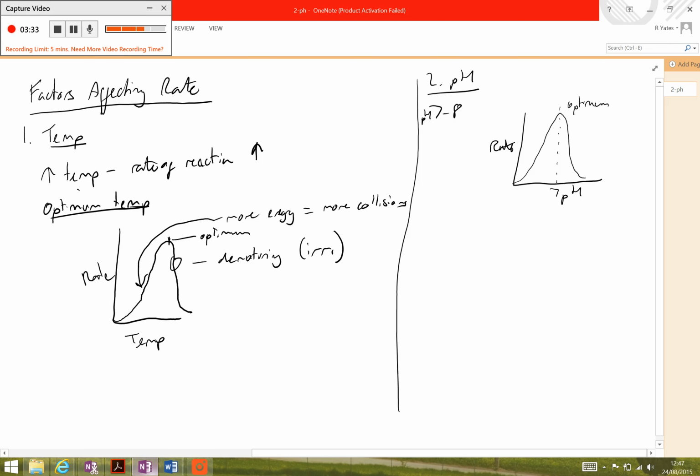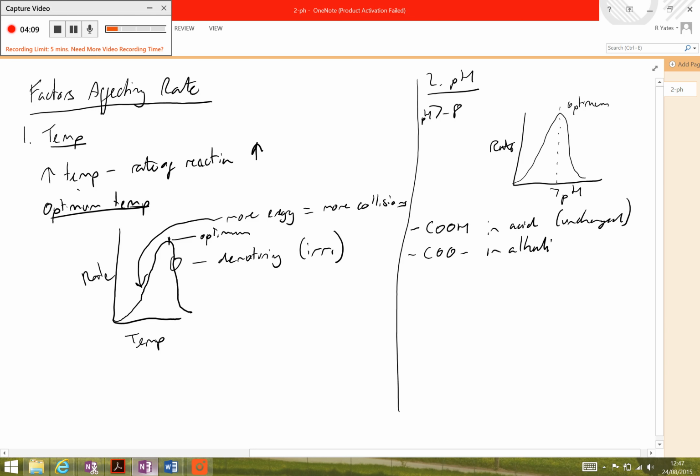So what does it actually do? pH actually affects the charge of the R groups of the amino acids at the active site. So you've got your carboxyl R groups, COOH. They're uncharged in acid pH. But when you put them in alkali, they are negatively charged.